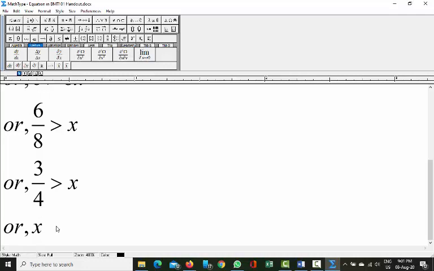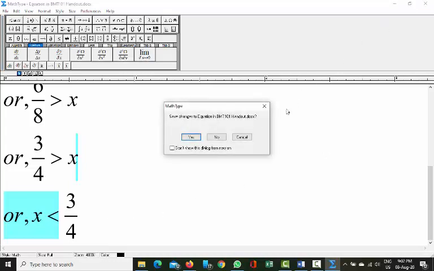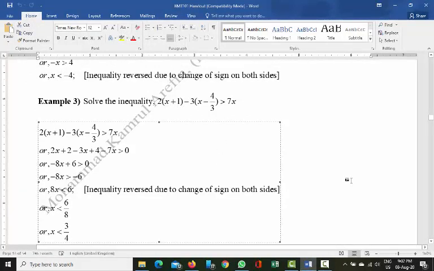So that means we can write it like x is smaller than 3 by 4, because here x is in the squeezed part. So x should be in the squeezed part, and this is the spread out part. So 3 by 4 should be in the spread out part. So that means it's like that. So you can solve it using this way also. Right.